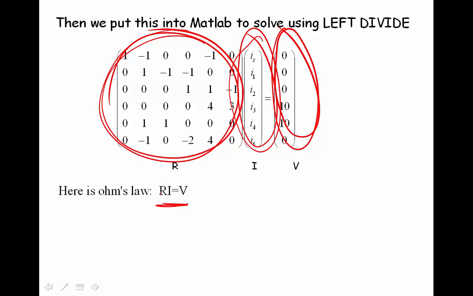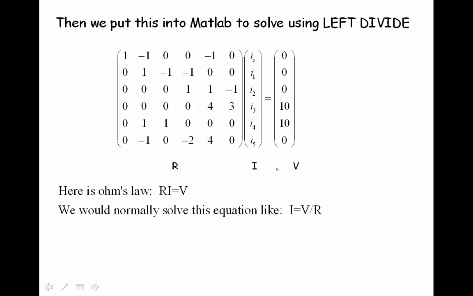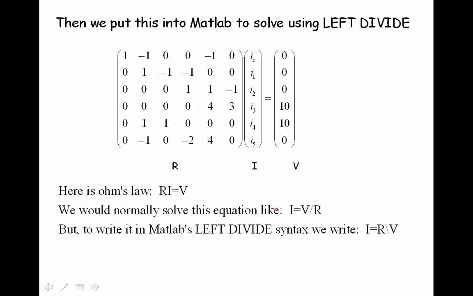So Ohm's law would be R times I equals V. And normally, if we wanted to solve for I, we'd just say I equals V over R. But here's the twist. Matlab uses this thing called left divide, so instead of writing V over R, it writes V over R backwards. And when you do that, you're telling Matlab to solve these equations simultaneously for you and return a matrix of I that solves for that matrix of unknowns.